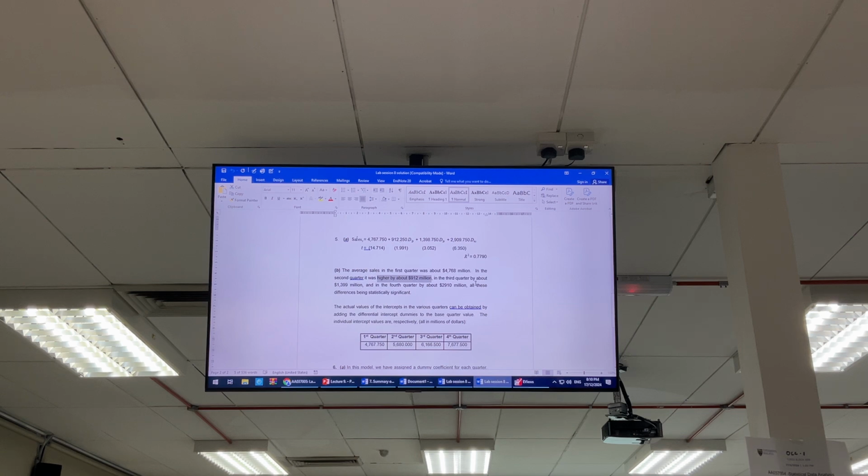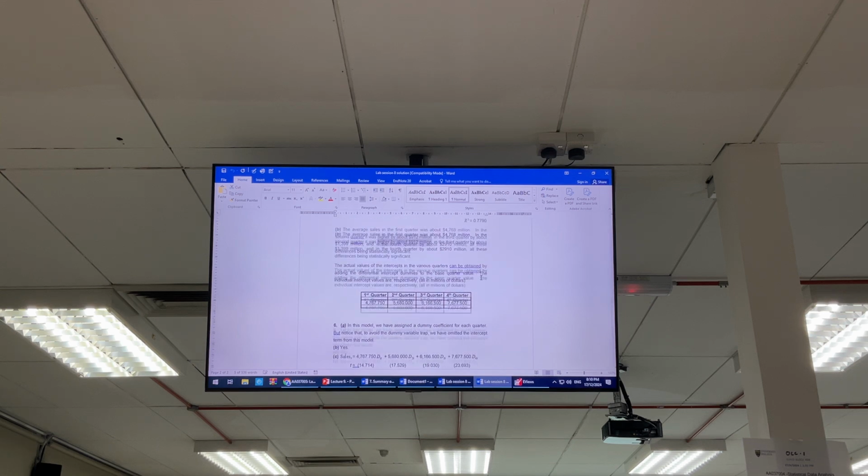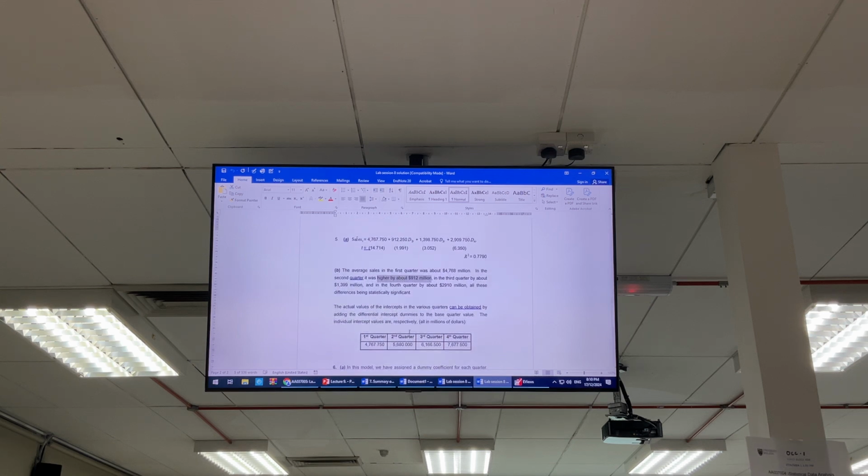In the third quarter, by about this. The last quarter is about this. And the actual values of the intercept in the various quarters can be obtained by adding the differential intercept dummies to the base quarter value. The individual intercept values are respectively as given here. So this is the first quarter; the second quarter, this one plus this one, you get this. For the third quarter, this plus this, you get this. The last quarter, this plus this, you get this.